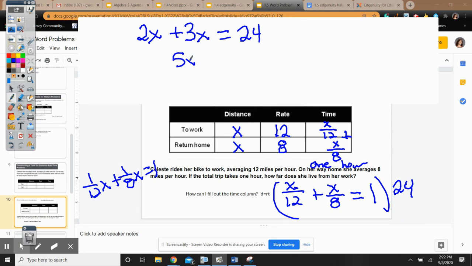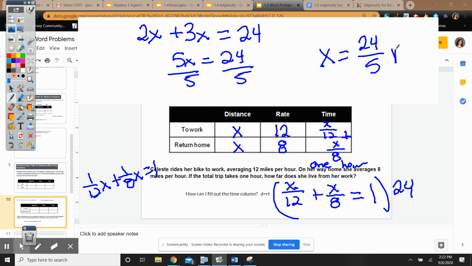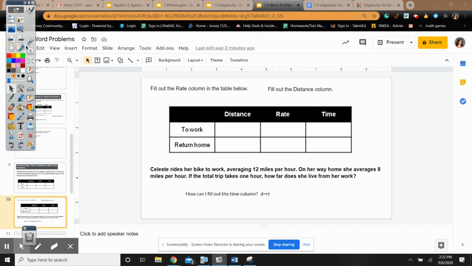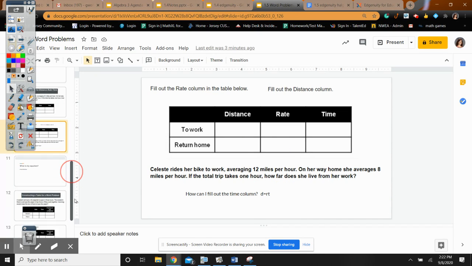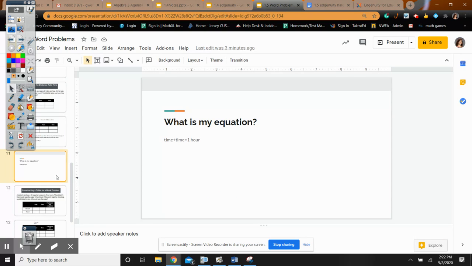So that would give me 5x equals 24. Divide by 5, and x equals 24 over 5. Remember, we're talking about distance, so that would be miles, but that's kind of a weird way to say miles. So I'm going to take 24 divided by 5, and that looks like 4.8 miles, which is usually how we express distances. Okay, so that's another table problem for you. And we already solved that equation. Time plus time equals 1 hour.